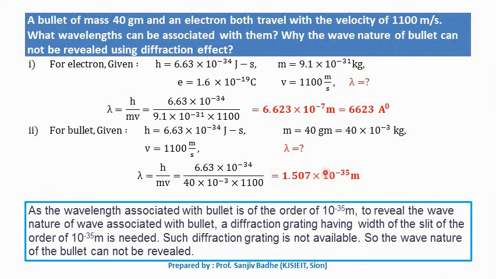So in order to verify the wave nature of the wave associated with the bullet, we need a diffraction grating in which the width of the slit is of the order of 10 raised to minus 35 meters. Such a diffraction grating is not available, and therefore the wave nature of the bullet cannot be revealed. If we get a diffraction grating in which the width of the slit is 10 raised to minus 35 meters, only then could it be possible to verify the wave nature of the wave associated with the bullet.